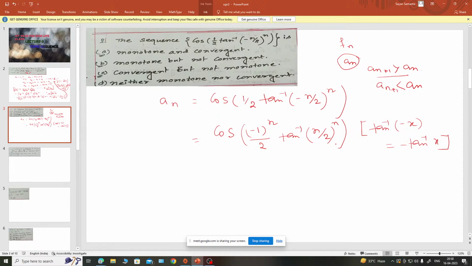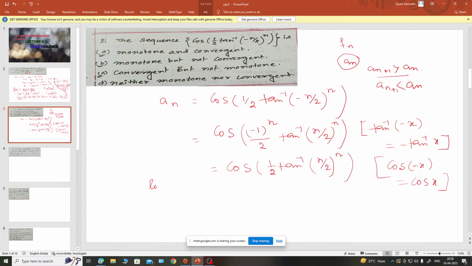This is the first technique. And also we know that cos of minus x is equal to cos of x. So this we can write as (cos of 1 by 2 tan inverse of n by 2) whole to the power n. Is it clear to everyone?